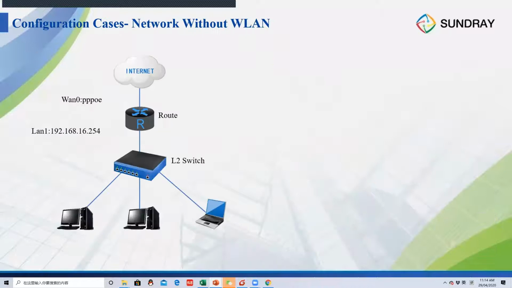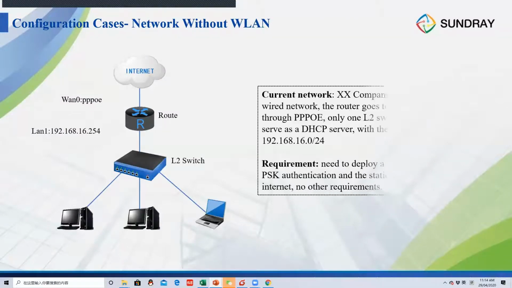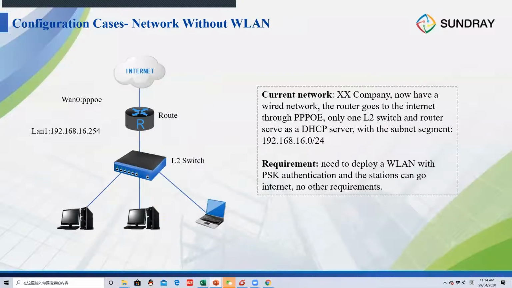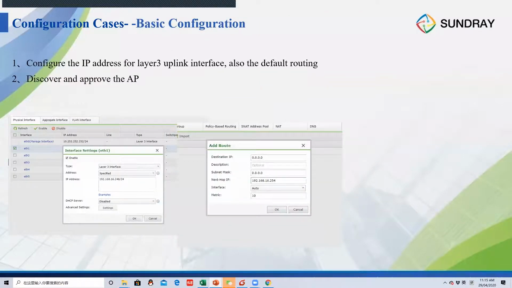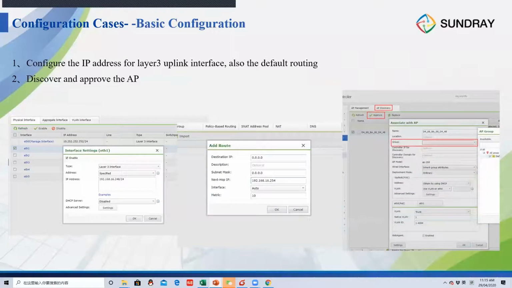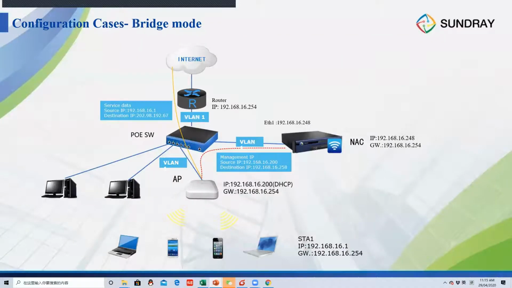So here we have configuration cases for the different modes. This is almost the same as the case we configured before in the previous slides. So you can see this is the network after we add our WLAN products. We add one AP and one controller in this network. So right now we choose to configure it in the bridge mode or tunnel mode. But first, let's configure the interface and routes. This is a very basic configuration first. After this, we approve the AP. So now it's time to configure the SSID.